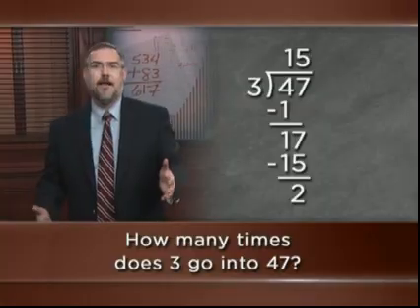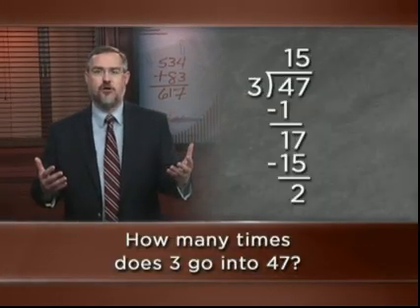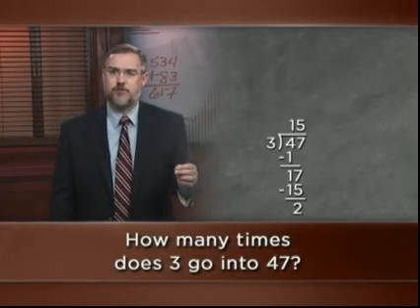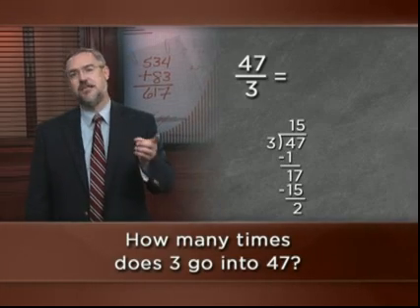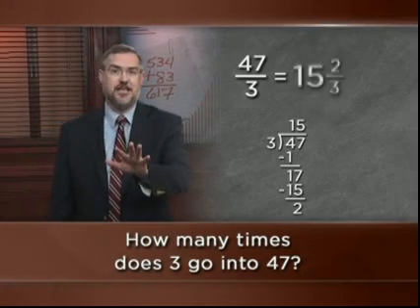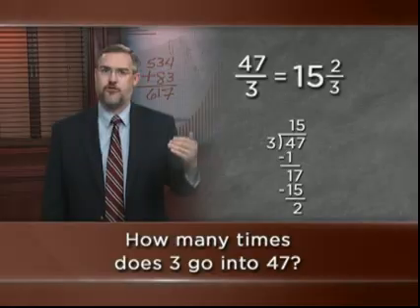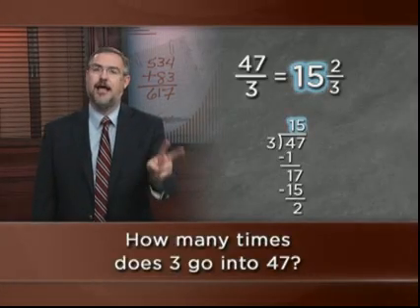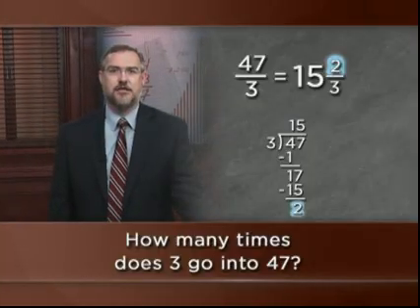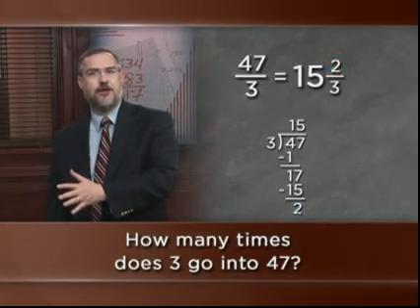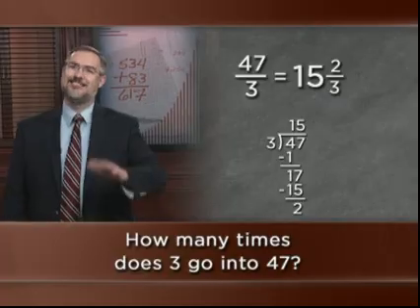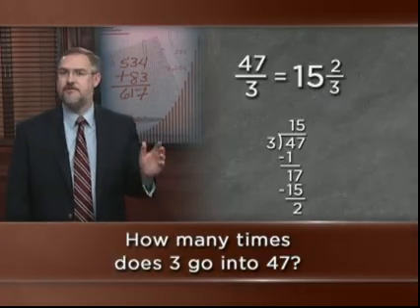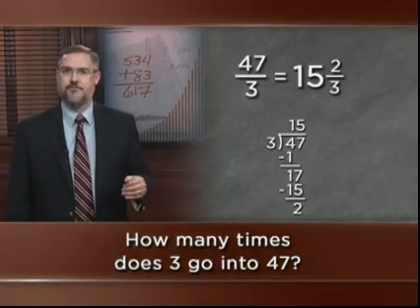And guess what? That tells you all you need to know. 47 over 3 is the same as the mixed number 15 2/3. The 15 was the quotient from that long division problem, and the 2 was that remainder at the end. So I know that the improper fraction 47 over 3 is the same as the mixed number 15 2/3.